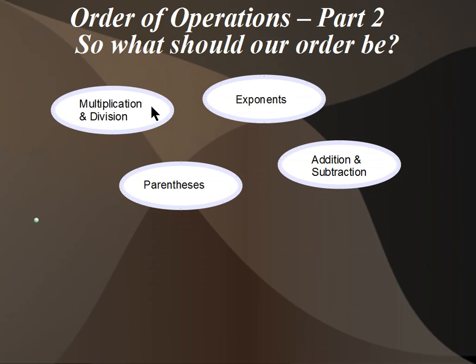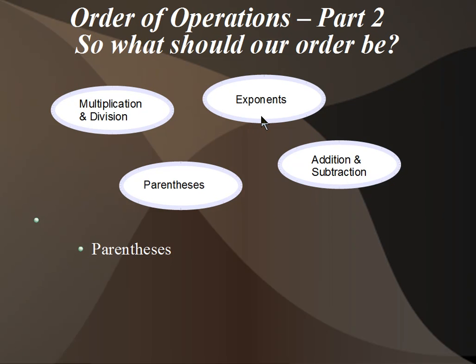So right now we know multiplication and division go together. We know we have exponents, that's something different, and addition and subtraction. And of course we have parentheses, but we want to put these in order and always have the same order. So parentheses come first because they just tell us what to do first. So since they're telling us what to do first, they should come first.